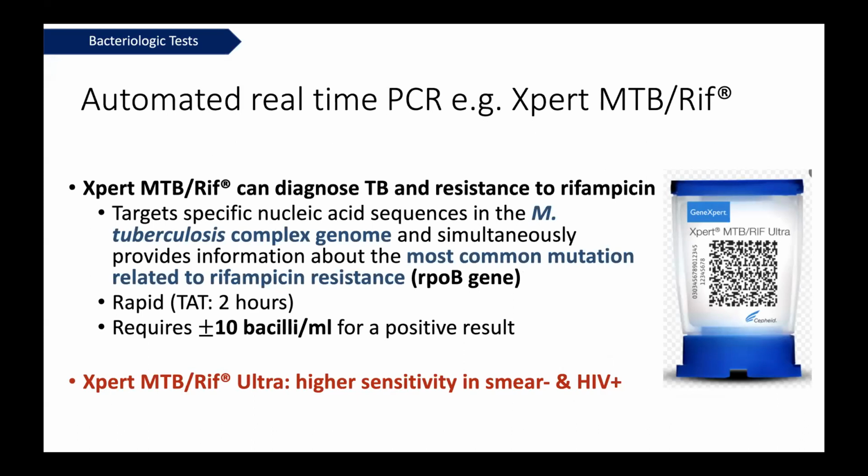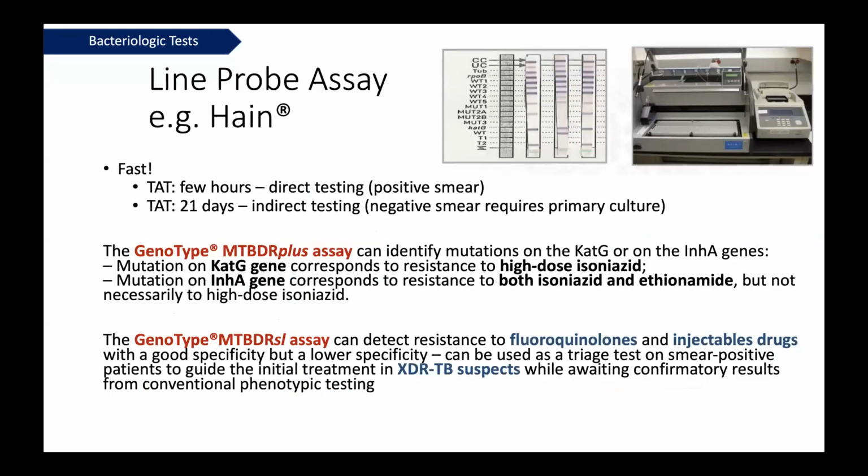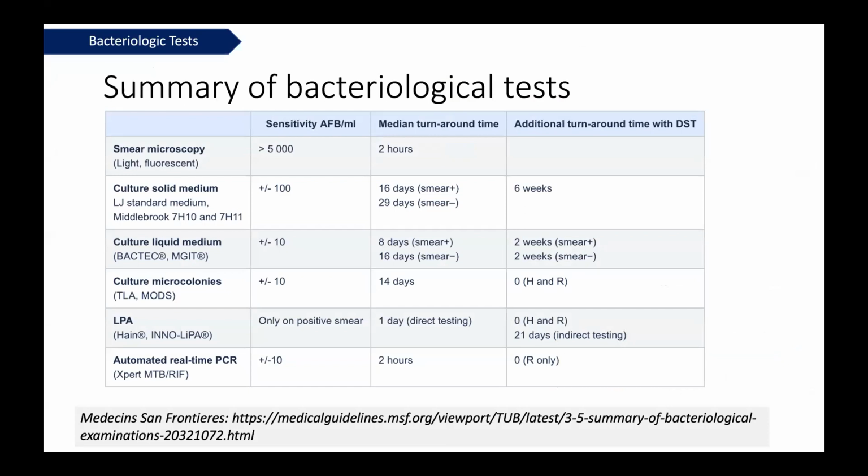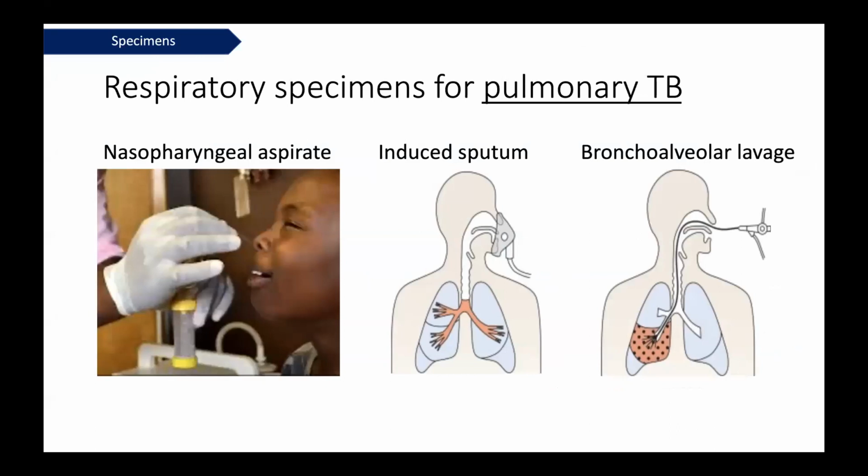And now we have Xpert Ultra, which has higher sensitivity, especially for persons who are paucibacillary, so that's the smear-negative and HIV positive. Then we do have line probe assays, and I won't go into too much detail about that, but especially when we're beginning to think about resistance and helping us guide us in our treatment. So this was really just more of a preamble to know about our bacteriological tests that we have. And now I'll tailor this talk more to children.